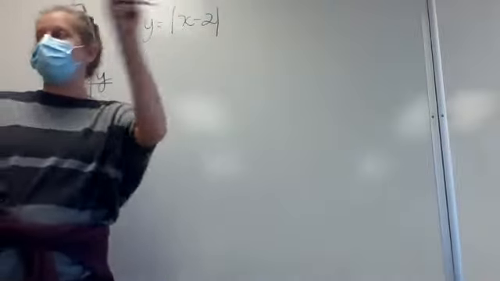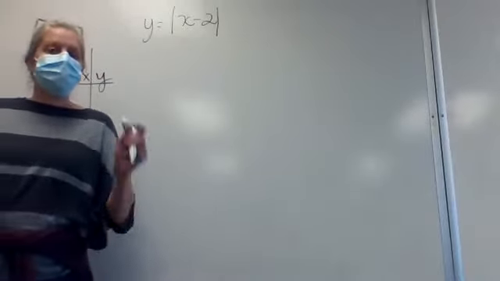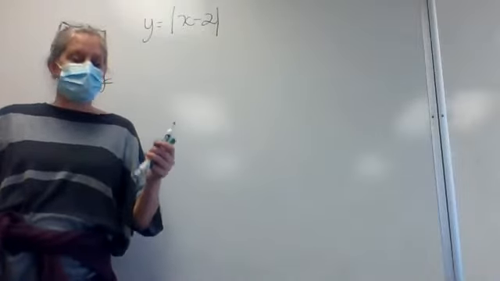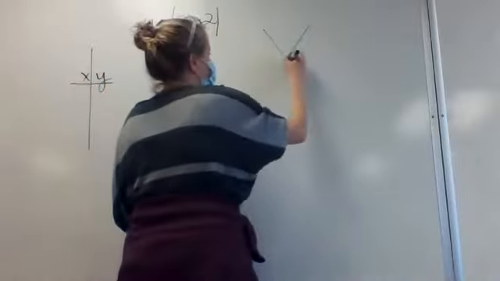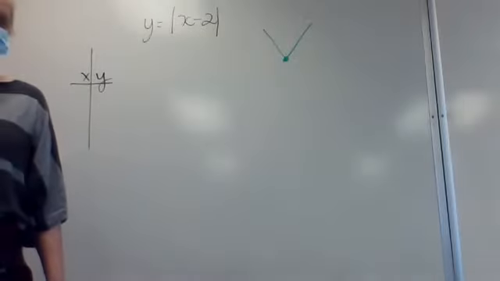Now, remember, when you're graphing absolute values, it's different from all the other graphs. Usually the yellow rectangle up top says plot point or plot your first point or something like this. This one's going to say plot the vertex. The vertex of your absolute value is that point on the V.